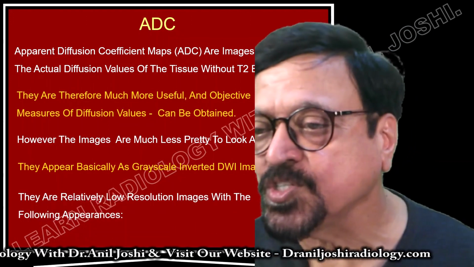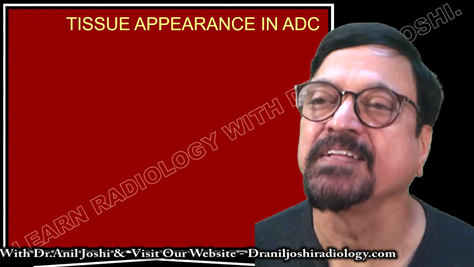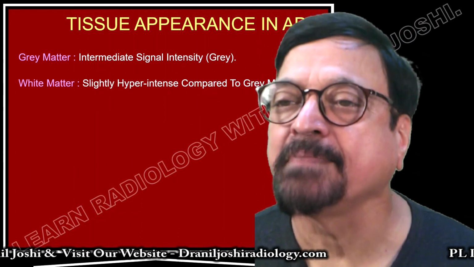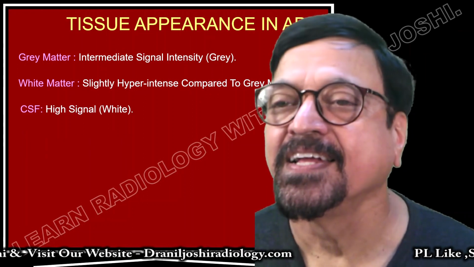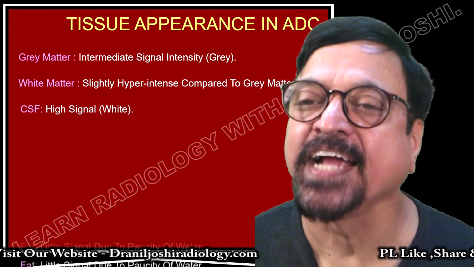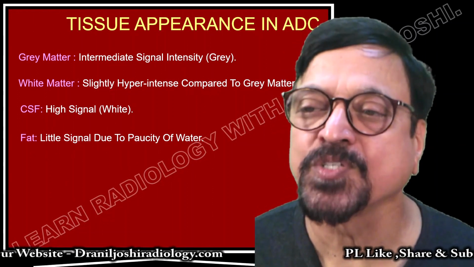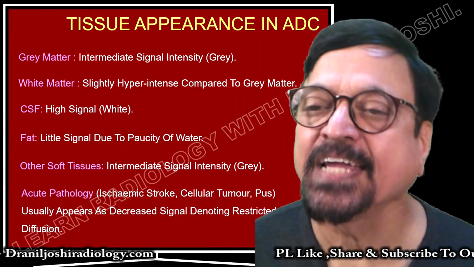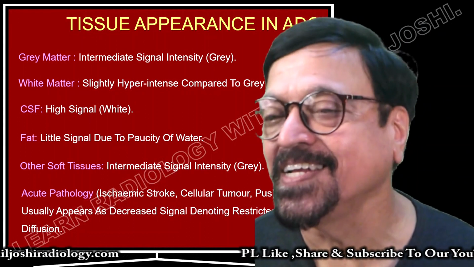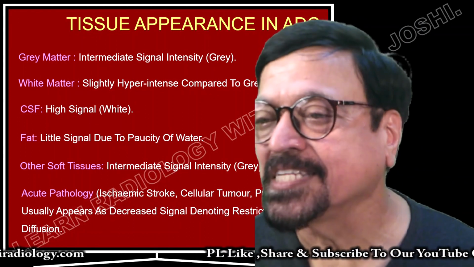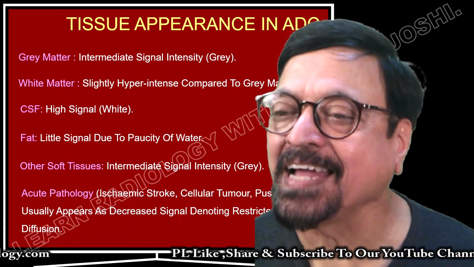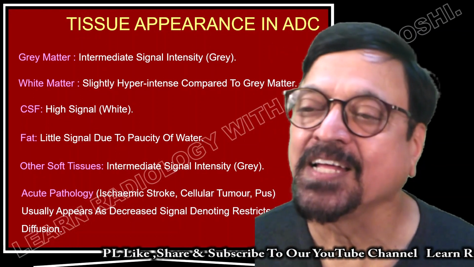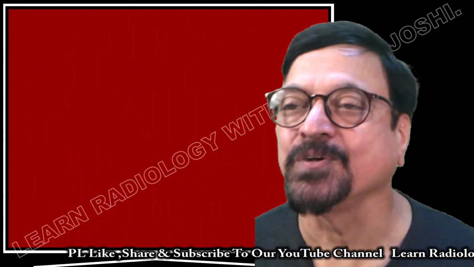They are relatively low resolution images with the following appearances: gray matter, intermediate intensity; white matter, slightly hyperintense; CSF, high signal, white; fat, little signal due to paucity of water; other soft tissues, intermediate signals, that is the gray; and acute pathologies. Yes, this is what we want. Ischemia, strokes, cellular tumor, pus, as they appear, they are important. They appear as a decreased signal denoting restricted diffusion.